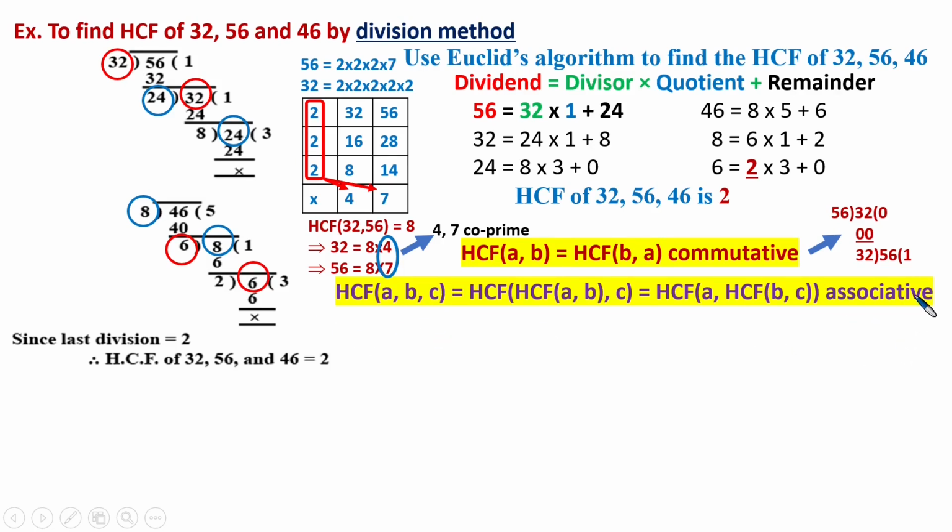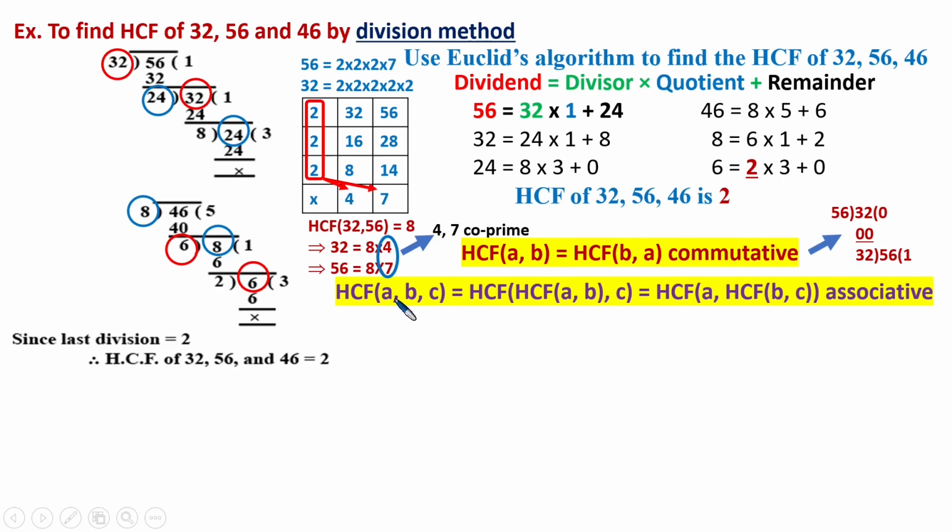What do you mean by associative property? Suppose A into B into C, this comma you think of as multiplication. You multiply first A into B, you get a number, multiply by C. This number is equal to what you get when you multiply B into C first, and then multiply it by A. Both will be the same. So this is associative property.